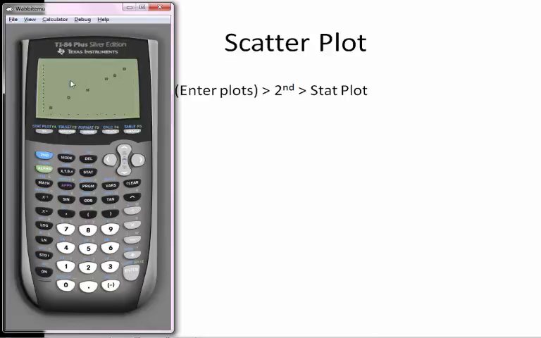But something to take note of is that if you do not see the whole plot, for example, I keyed in 6 points, and you do not see 6 points, click on zoom and go to zoom stat, which is option 9.